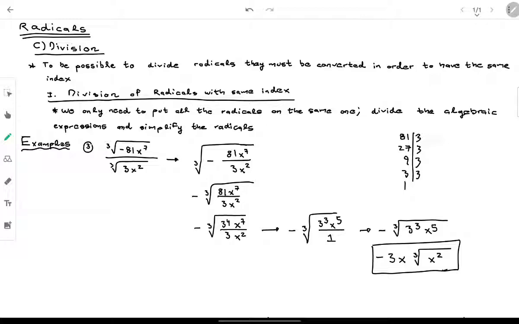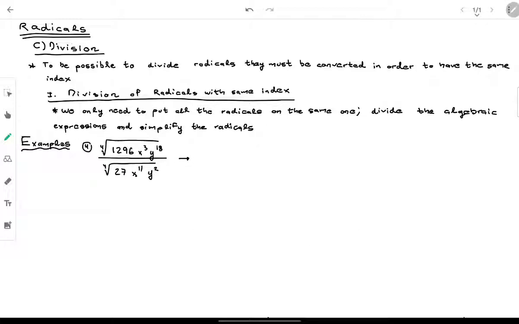So as I was telling you, having a radical division when they have the same index is very simple. We can put them in a single radical, and after that we will be able to do an algebraic simplification and also a radical simplification, taking out whatever it's possible to take out. So let's see another example. So let's see this one.